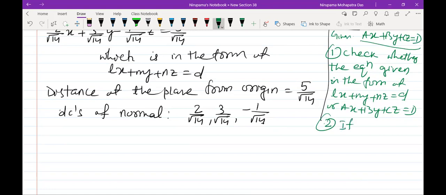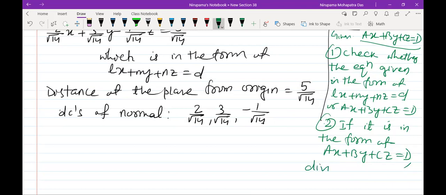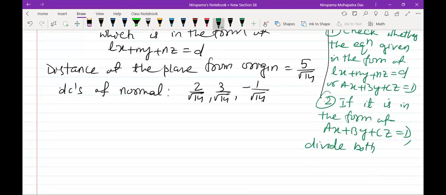So if it is in the form of ax plus by plus cz equal to d, divide both sides of the equation by under root a square plus b square plus c square.